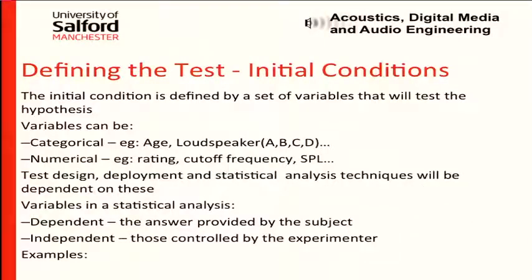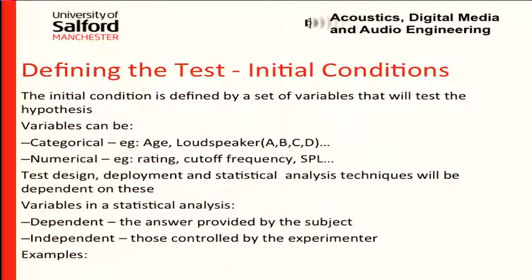Okay, so when you're defining the test, you then need to start looking into statistical models and statistical methods of actually carrying out the tests. The first thing you need to do is identify what kind of variables you are going to deal with. There are two types of variables when you do subjective testing: a dependent variable and what's called an independent variable. All right?